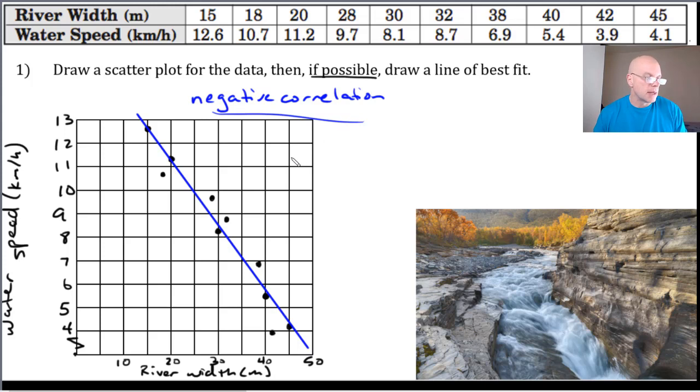I just want to mention that problem number 2 asks you to use your line of best fit to make a prediction, and that's what's nice about having a line of best fit. I can now, for any river width, go up to the line and predict what I think the water speed would be. And so for 35 meters, if I follow that up to my line and then follow over to the y-axis, it looks like it would be 7 or just a little bit above 7 for the water speed.